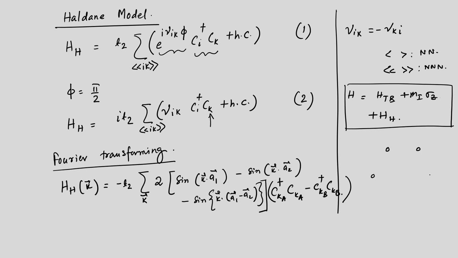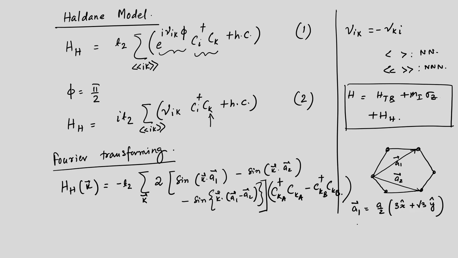So let me draw this unit cell of graphene. This is your a1 and this is your a2. These are called the direct lattice vectors, and they also connect the next nearest neighbors. a1 is written as a/2 (3 x̂ + √3 ŷ), and a2 is written as a/2 (3 x̂ − √3 ŷ). These are the direct lattice vectors, and the k vectors are the two dimensional wave vectors in the plane, so this is kx and ky.